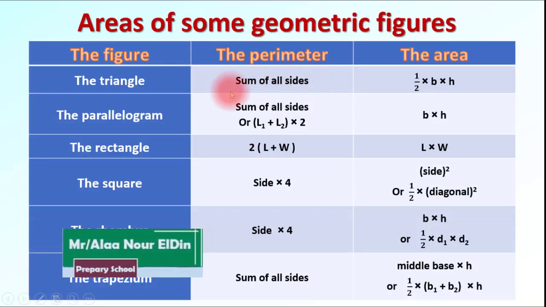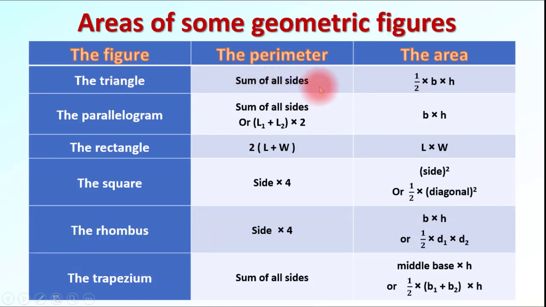Area of some figures. The triangle: its perimeter is the sum of all sides and its area is half times base times the height. The parallelogram: its perimeter is the sum of all sides, or length 1 plus length 2, all times 2, and its area is base times height. Rectangle: its perimeter is 2 times length plus width and its area is length times width.